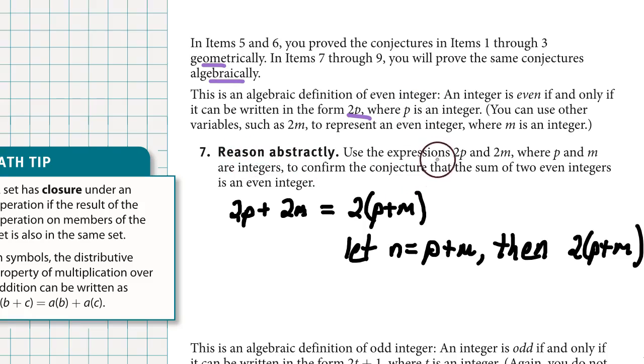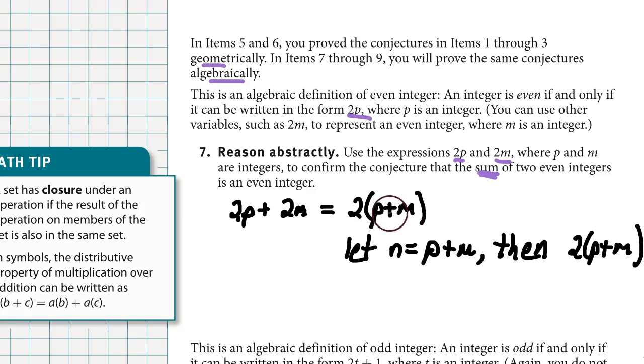So number 7, use the expressions 2p and 2m to represent even integers and confirm the conjecture that the sum of even integers is even. So the word sum means to add, so let's add together our two integers, 2p plus 2m. Then using the distributive property, we can factor out the 2, creating 2 times the quantity p plus m.